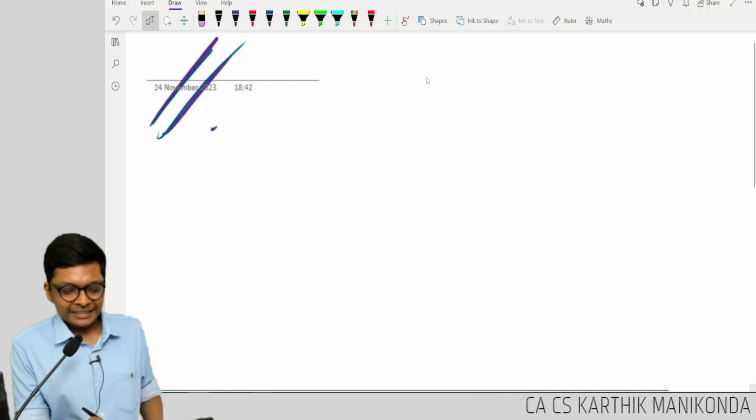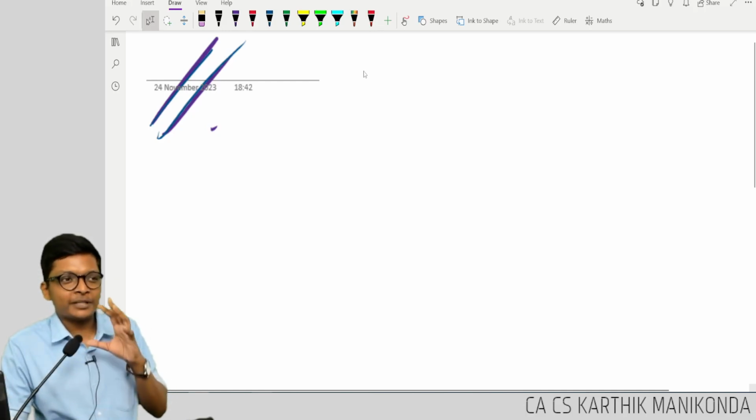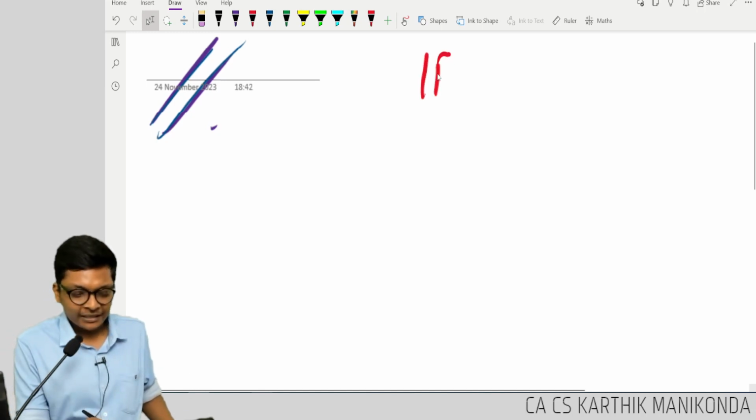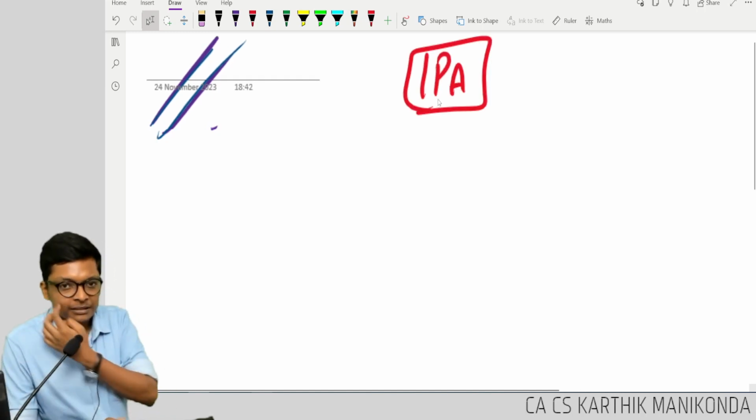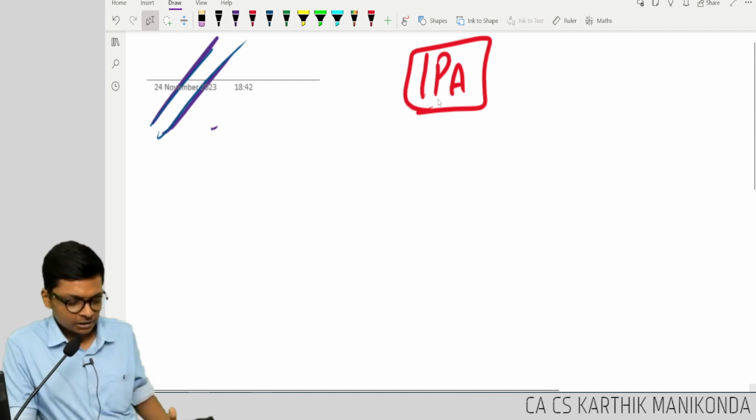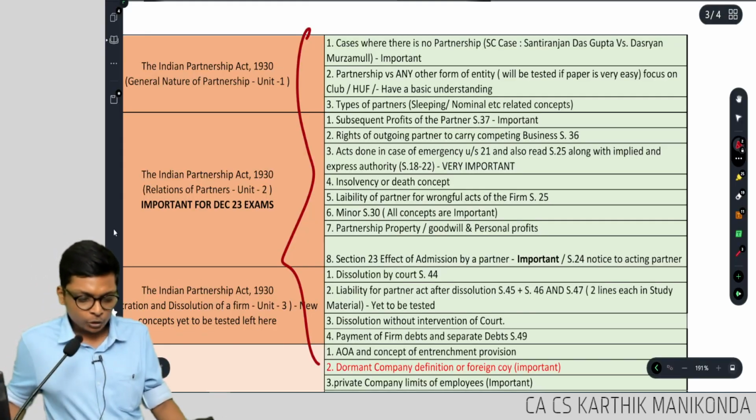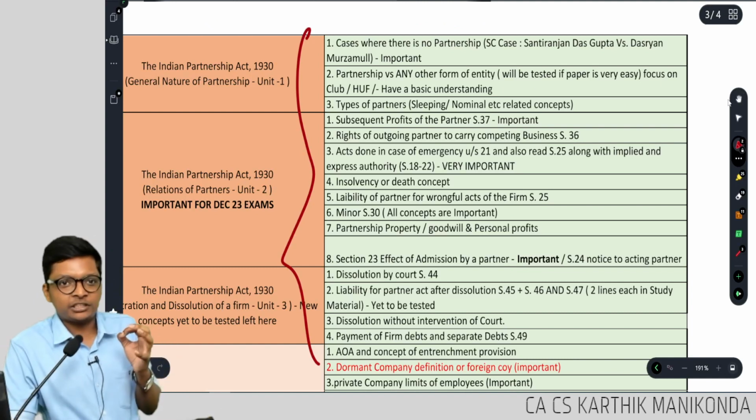So hi guys, now in this session we'll have a power pack session of 45 minutes to 1 hour max, and we will revise the Indian Partnership Act, all the key concepts. I have important questions for the Indian Partnership Act. Instead of teaching you from scratch, we will do this.